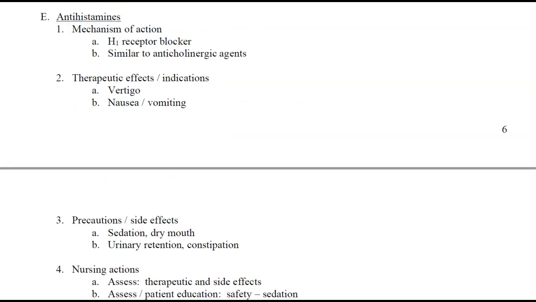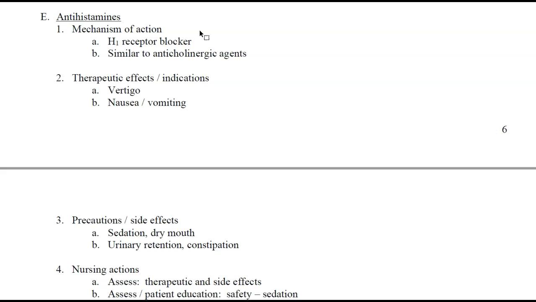Another pharm class under anti-emetic includes antihistamines. The mechanism of action is mainly H1, or histamine 1, receptor blocker, and in addition it has a similar mechanism of action to the anticholinergic agents. Therapeutic effects as well as indications include vertigo. This is the sensation of spinning or dizziness, and it normally derives from a problem in the inner ear. Sometimes vertigo is also related to a problem with balance.